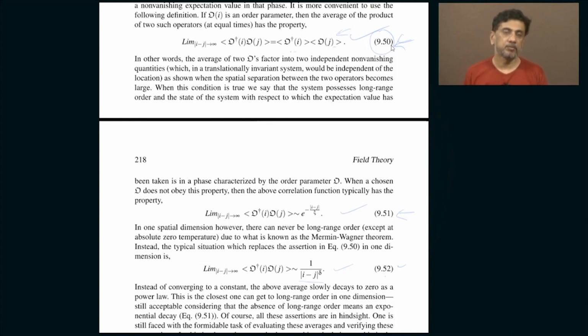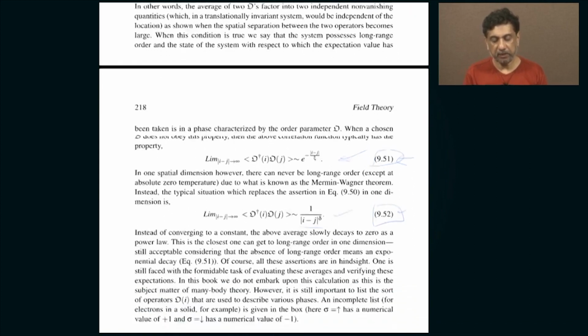But when you are unsuccessful in finding such an operator, invariably you will be repeatedly verifying that 9.51 is the valid statement. That means any random O that you construct typically will obey 9.51. Very rarely you will stumble upon an O that will obey 9.50, in which case you are in luck. So, you can go ahead and label that particular phase by that operator. However, in one dimension you will never be able to stumble upon any operator which obeys 9.50. The best you will do is end up with something called 9.52.